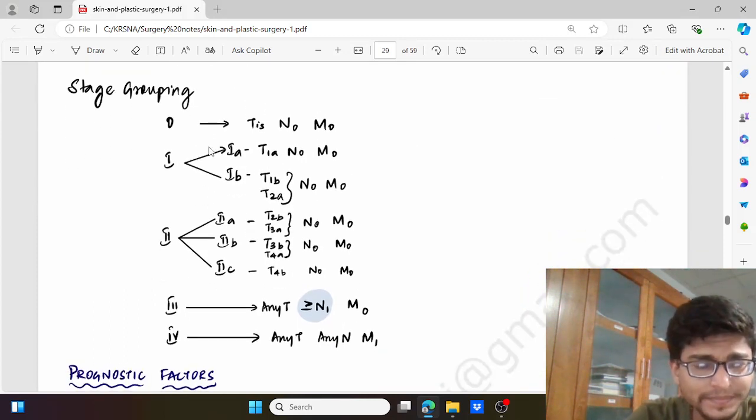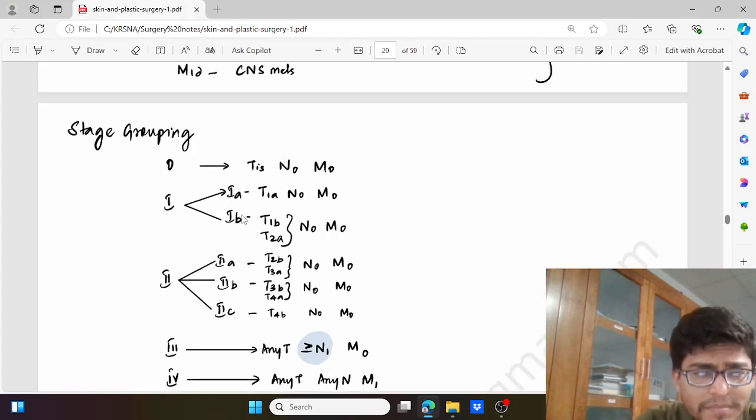Now the stage grouping, where 0 is tumor in situ. Stage 1 where we have 1A with T1A, that is less than 0.8 mm, and stage 1B, that is T1B, 0.8 to 1 mm. So T1B and T2A will be stage 1B. Then stage 2 is divided into A, B and C, where stage 2A will be T2B and T3A, stage 2B will be T3B and T4A, and stage 2C will be T4B.